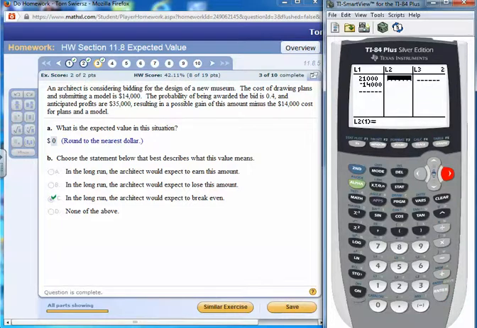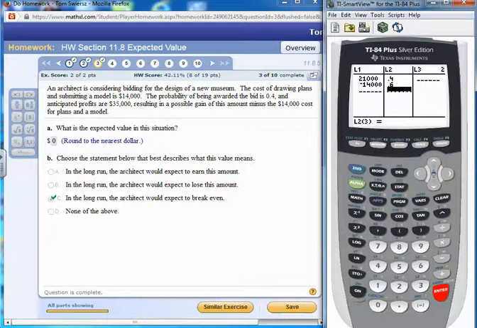In L2, the values are the probabilities. Being awarded the bid was 0.4, right? They gave us that in the problem, 0.4. And remember, either you get the bid, or you don't. So you can actually do the calculation here: 1 minus the probability of getting the bid, which is 0.4, and 1 minus 0.4 is 0.6. Okay? So there's our values in L1 and our probabilities in L2.